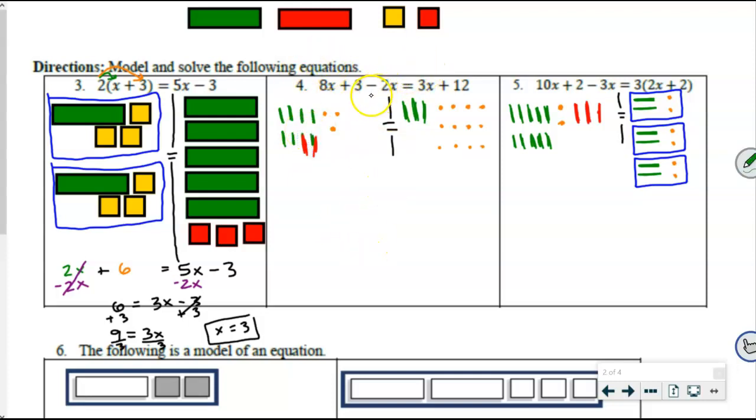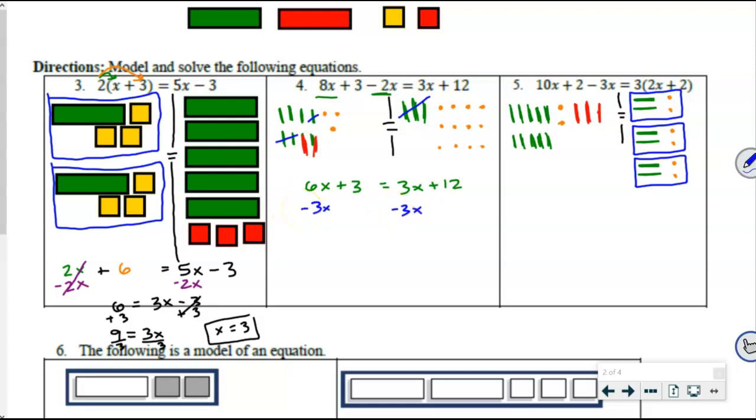On the left-hand side, we do need to simplify first. In doing that, it leaves me with 6x tiles plus 3, which is equal to 3x tiles plus 12. I'm going to go ahead and get rid of these 3, balancing it by getting rid of 3 from the other side. So subtract 3x from each side.